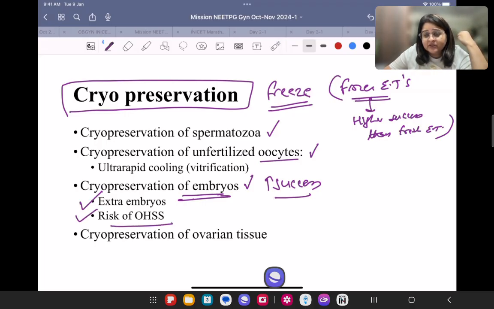You can store them indefinitely, but certain laws are there now. I'm not sure again because I'm not an IVF specialist. What is this new law now, the ART law, how long does it allow? But of course the patient has to pay the money and they can be stored indefinitely. Scientifically, they can be stored indefinitely.